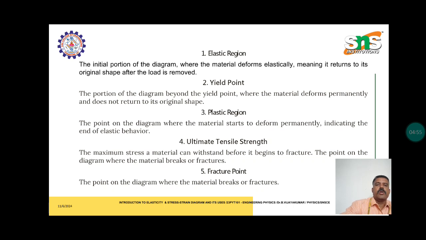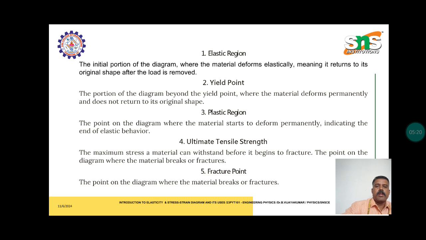The elastic region is the initial portion of the diagram where the material deforms elastically, meaning it returns to its original shape. The yield point is the portion of the diagram beyond which the material is plastic, the point where the material is deformed permanently.